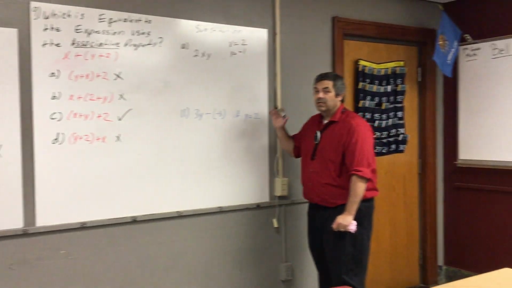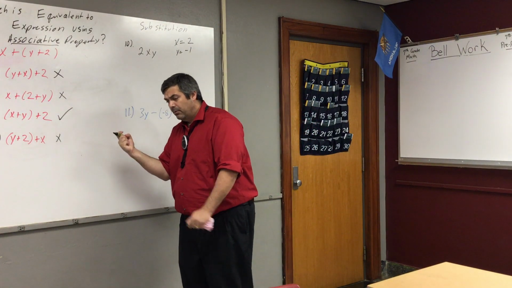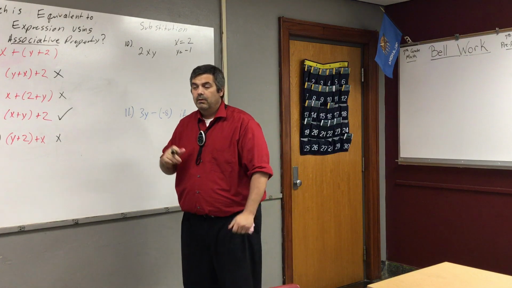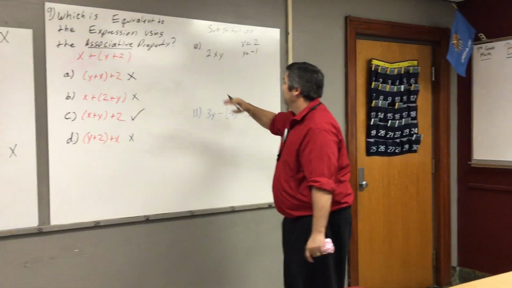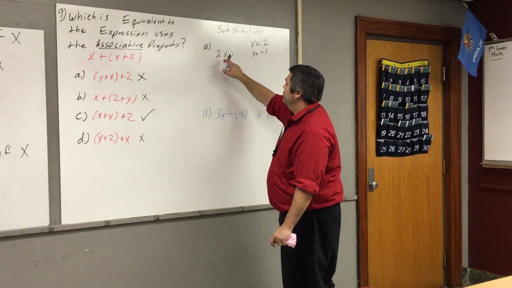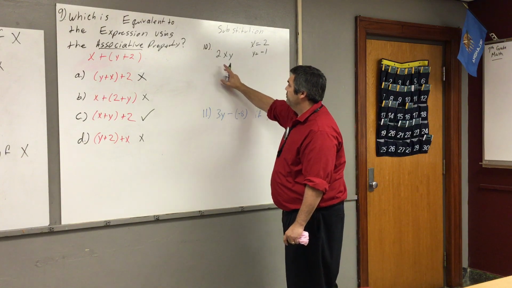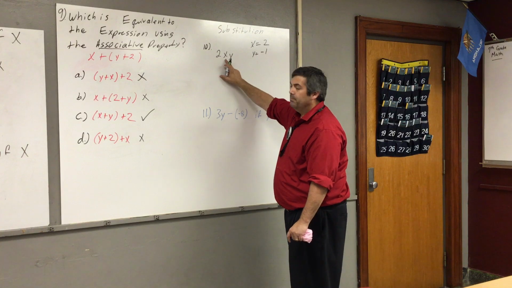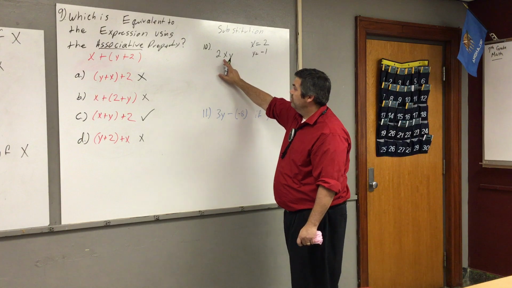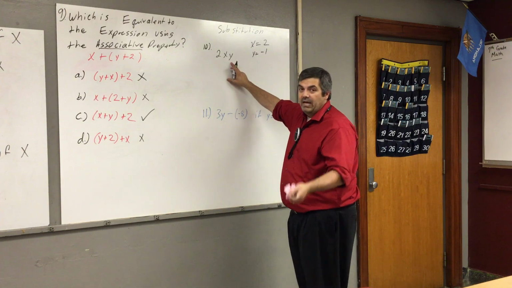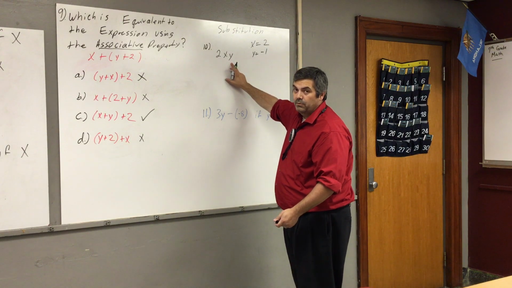All right, so now substitution. Remember, substitution is just taking that number and putting it in place for that variable. That's all we're really doing. And then we're simplifying the problem. Okay? So here they have 2xy. Now what is really happening here is when you have a number directly up against a variable, that's multiplication. Or when you have a variable directly up against a variable, that's multiplication. So we got 2 times x times y.